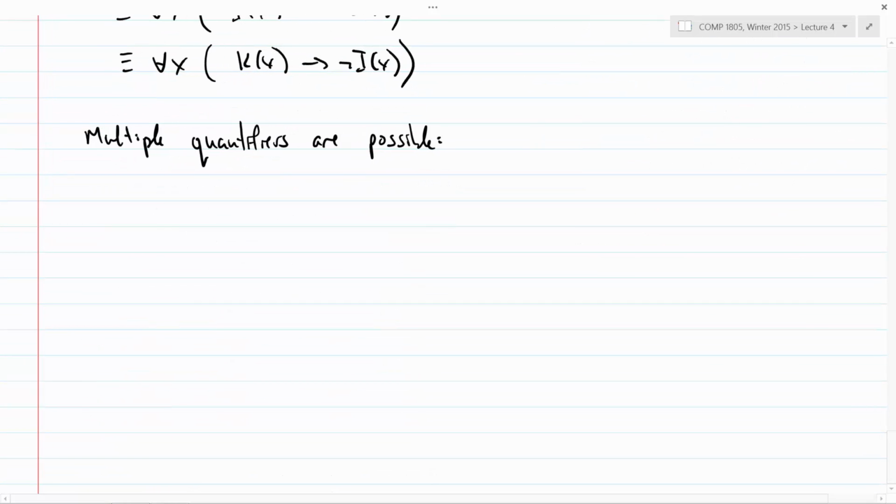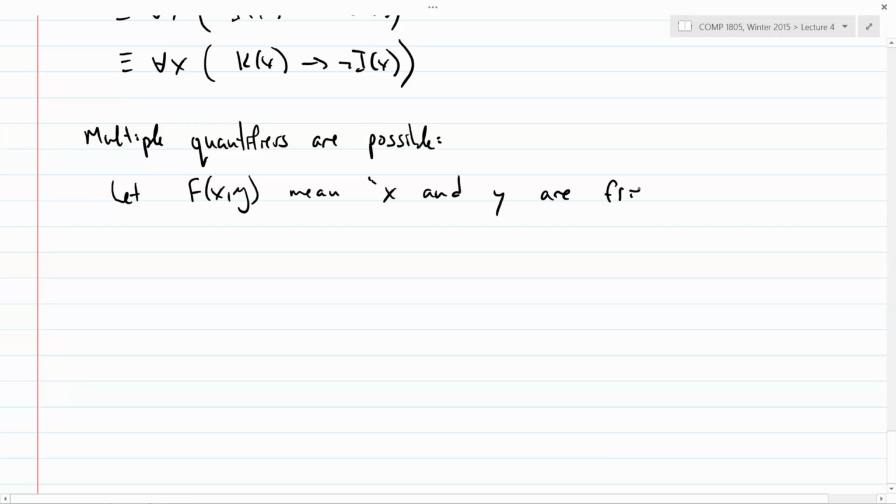Okay. So multiple quantifiers are possible. So let's let F(x,y) mean x and y are friends. Okay, so notice this is a propositional function that applies to two objects from the universe of discourse, which for our examples here is still the set of all people. What does for all A there exists a B such that F(A,B) mean? So notice I'm using different letters, but it doesn't matter the letters I use, as long as they're consistent. What does that mean?